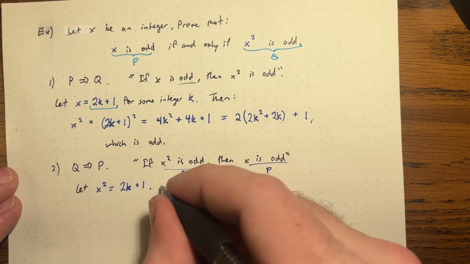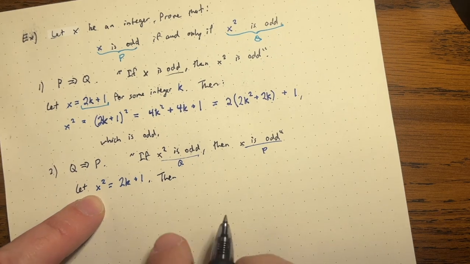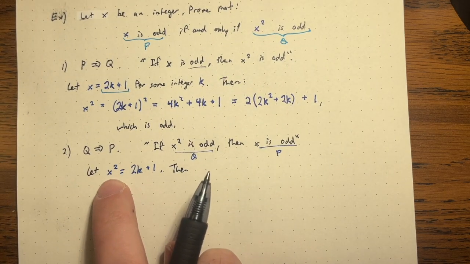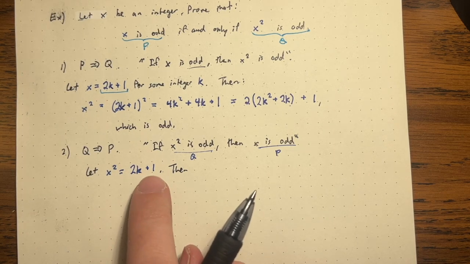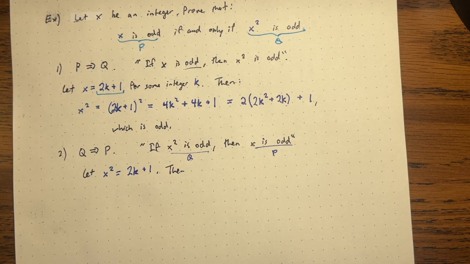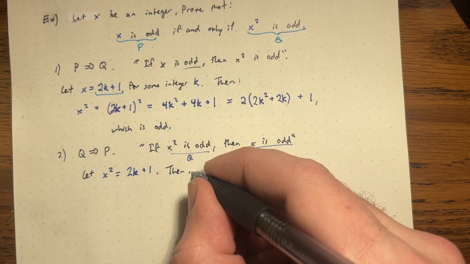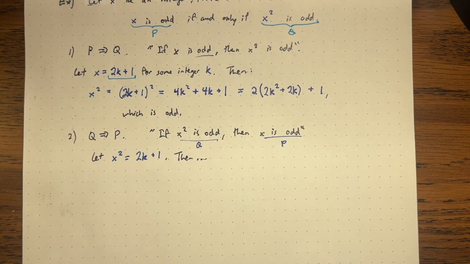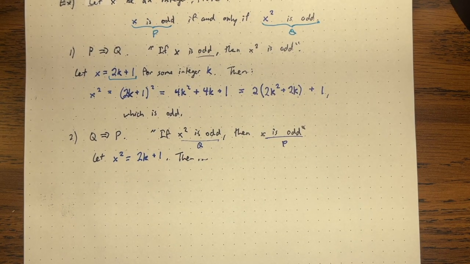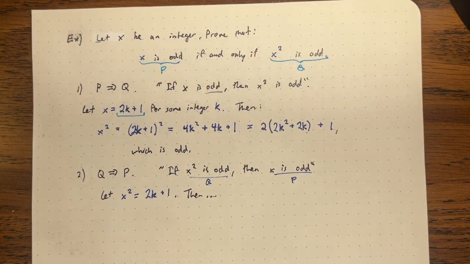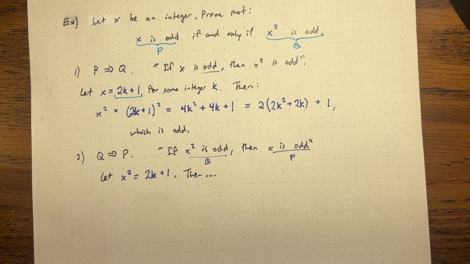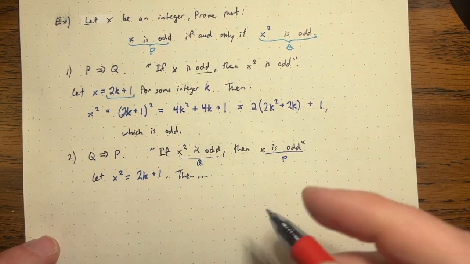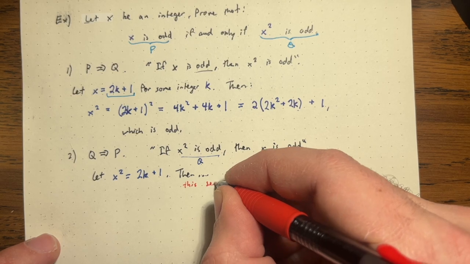Then I want to somehow show that X is odd. But how do we get X from this? I guess I could take a square root. That's a bit strange. Not sure I can write that as 2 times an integer plus 1. So I'm a bit stuck here, actually. You might see an idea here, but it's certainly not as straightforward as up here, where you just write X like that, and then we plug it into X squared, and then we're done. So yeah, this seems tricky. It's just me thinking out loud.